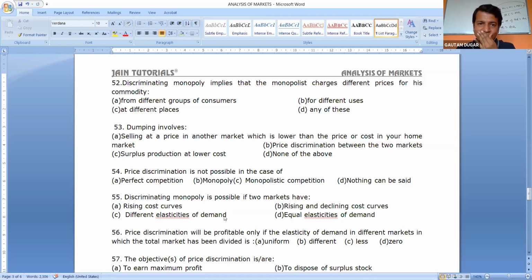53. Dumping involves, yes, A is the correct answer. Selling at a price in another market which is lower than the price or cost in your home market. Home market means the domestic country, the domestic market.